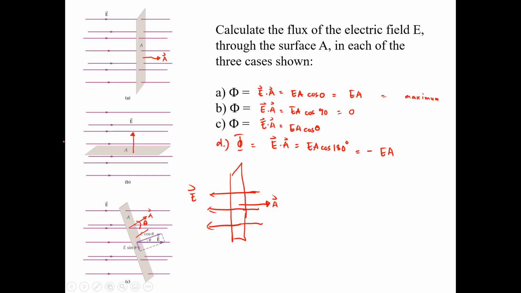Now, here is another case. We can call this case D, wherein the electric field is directed to the left and your area vector is to the right. Okay, so this is the case where the flux is negative. Although flux is a scalar quantity, it can be negative. And it will be negative if the angle between your area vector and your electric field vector is more than 90 degrees. Okay?